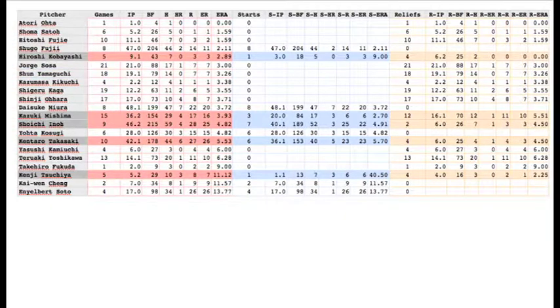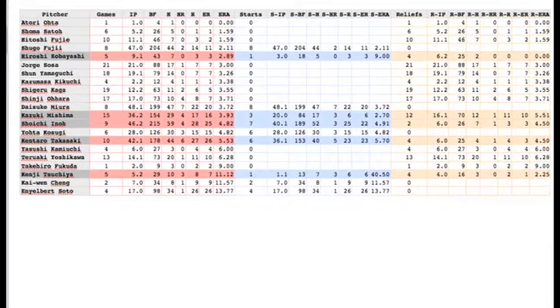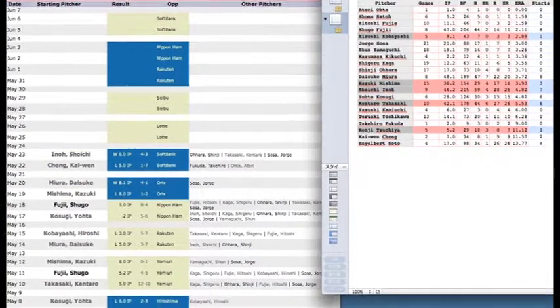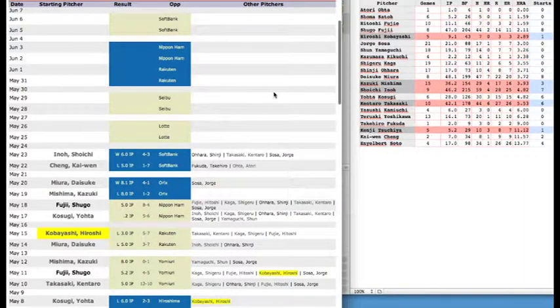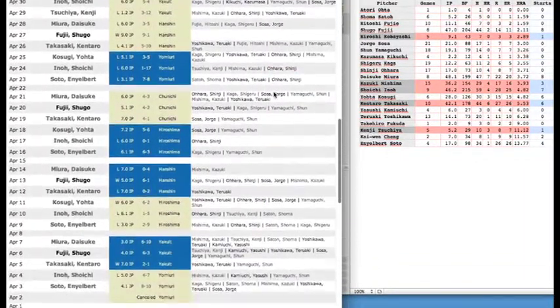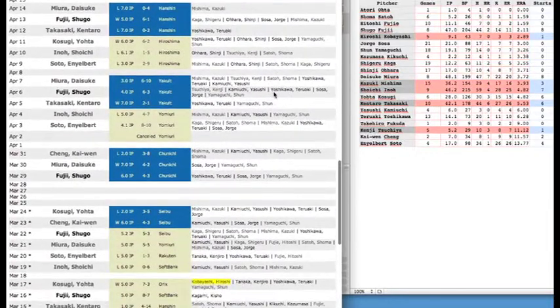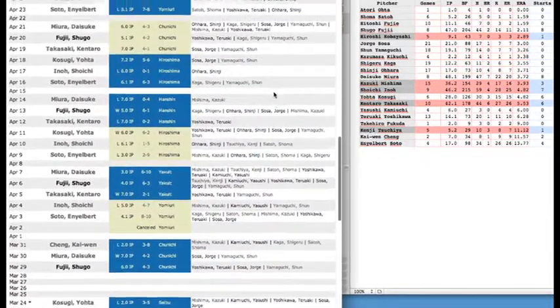My contention is that what we really need are some better starters, as they are suffering much more than the relief corps. So let's take a look at some of the people who have converted between relieving and starting, and vice versa. First of all, we have Hiroshi Kobayashi. If we go down to the beginning of the season, let's see, that's preseason.